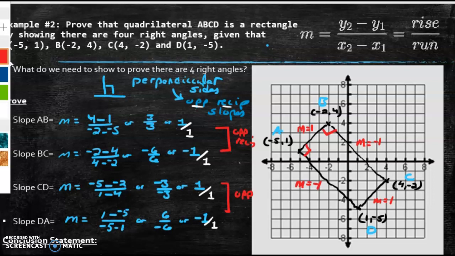So if these two adjacent sides have opposite reciprocals, which means you got to be able to flip the fractions and you got to change the sign so that fits. That means you got a right angle. Same thing happens with these two adjacent sides. These two adjacent sides, you got -1 and 1, so again, right angle. And these two adjacent sides, you got 1 and -1, so again, right angle. So therefore, you have just shown this quadrilateral has 4 right angles, and therefore it must be a rectangle.